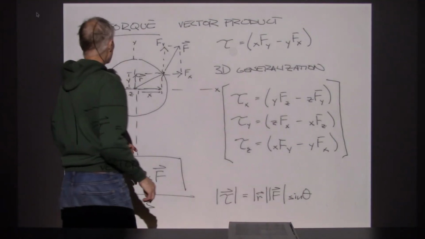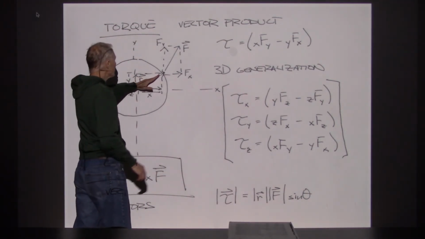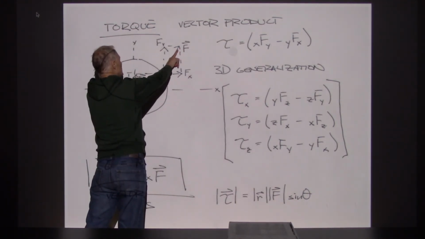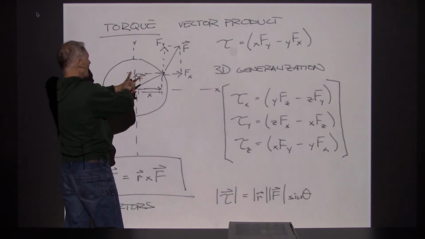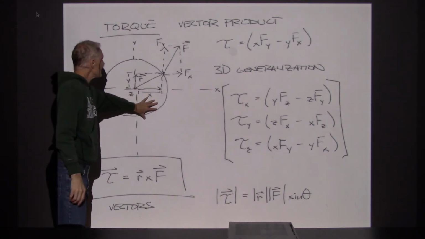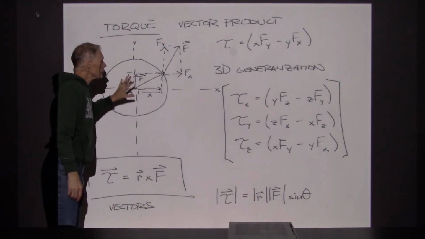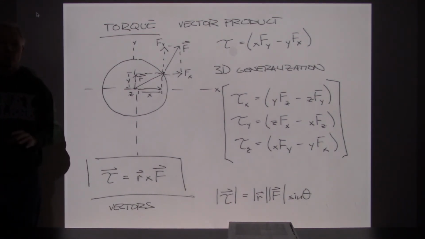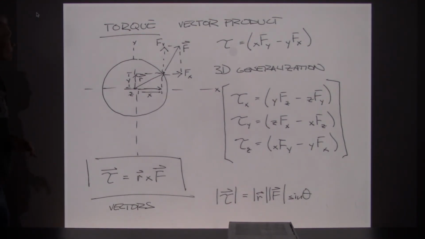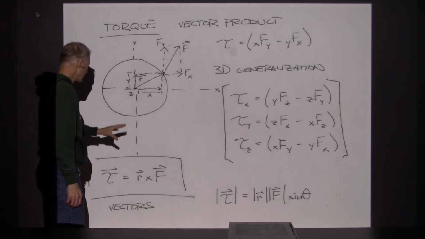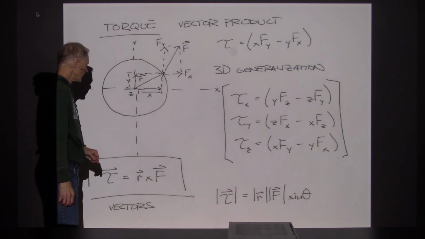Once we have two vectors set up, here is the R vector, here is the F vector. They define a plane. In this case, they define the XY plane. There's only one plane that contains both of those vectors. Now, the cross product will be in a perpendicular direction.